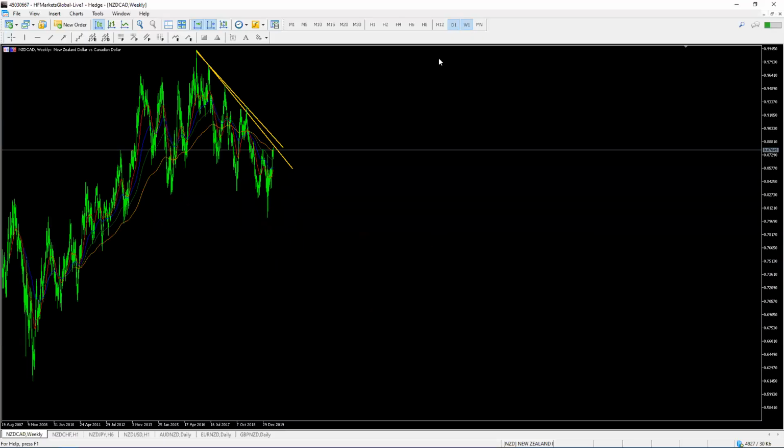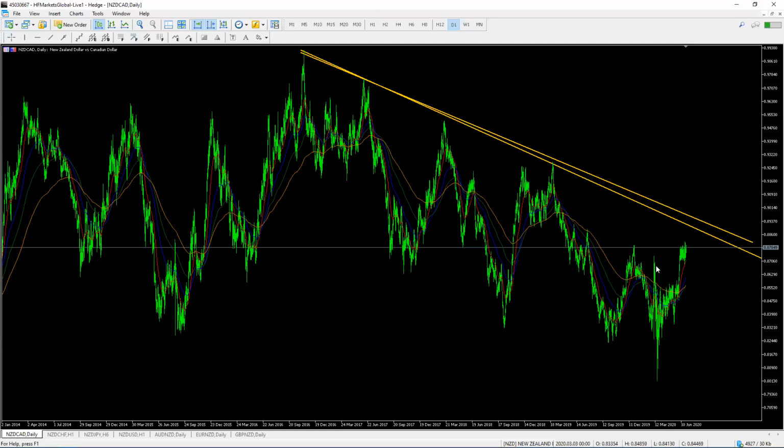So ukiona something of the sort, the first thing that should come into your mind is we might see some New Zealand strength, some strength coming into the near future. And tuko na hii point, lazima keep in mind we have that zone.